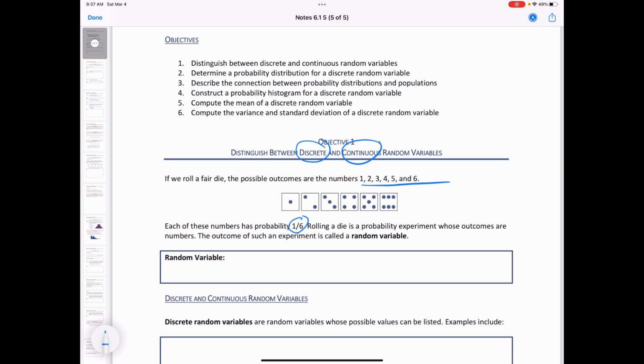And what a random variable is, it's a numerical outcome of a probability experiment. And it's usually denoted by capital letters.